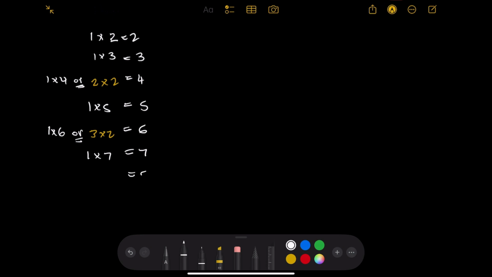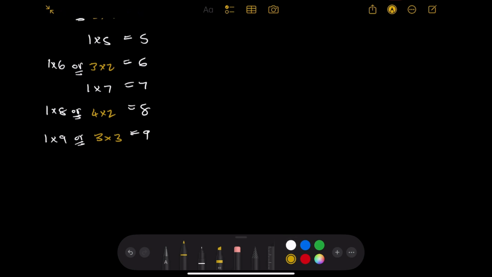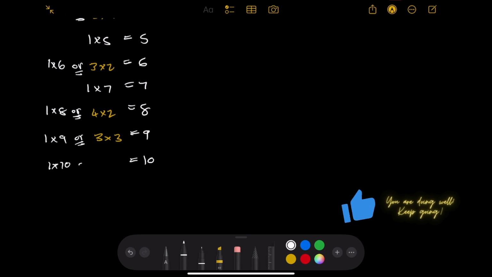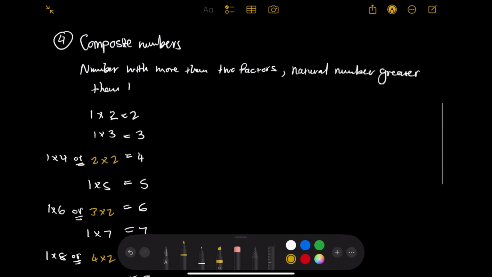When I think about the number 8, it's either 1 times 8 or 4 times 2, sorry, let me just write that in a different color. 4 times 2. And then when I think about the number 9, it's either 1 times 9 or it's 3 times 3. Then when I think about the number 10, it's either 1 times 10 or 5 times 2. And we can go on and on and on, right?